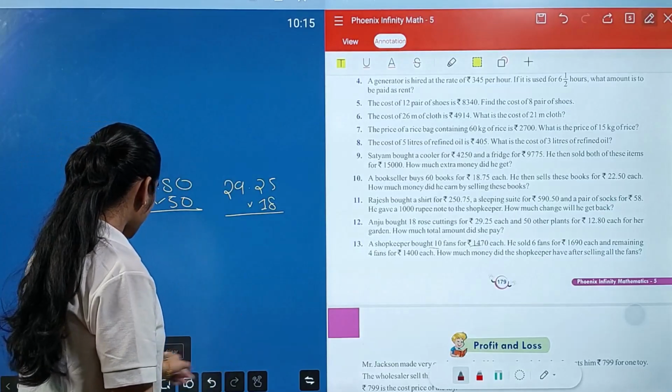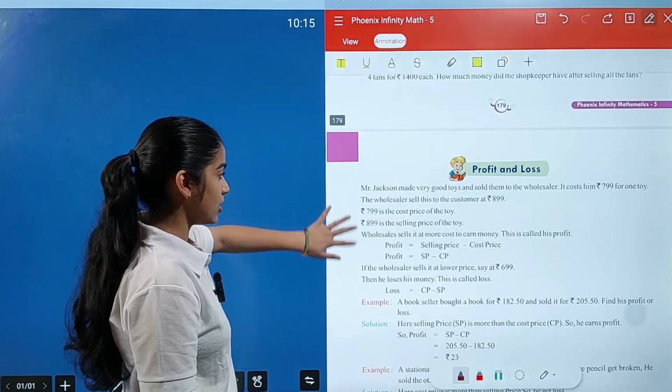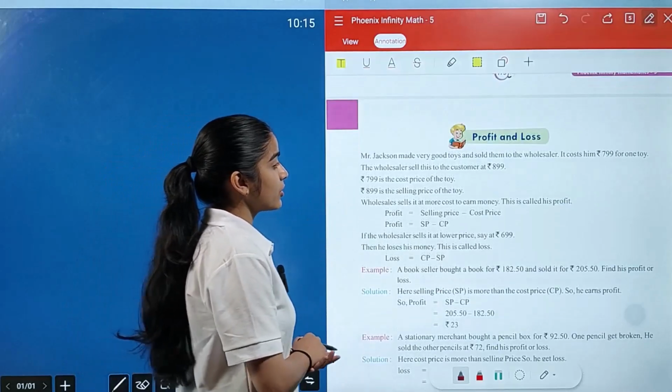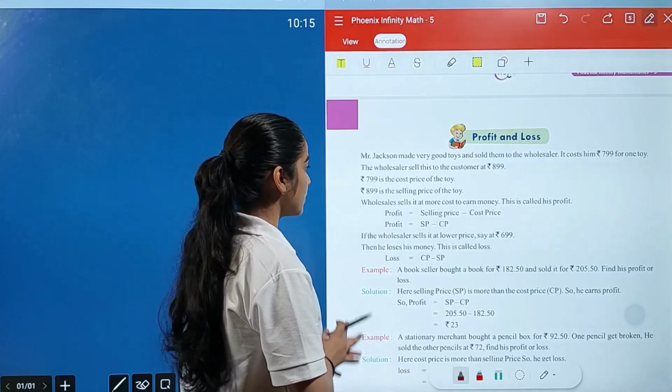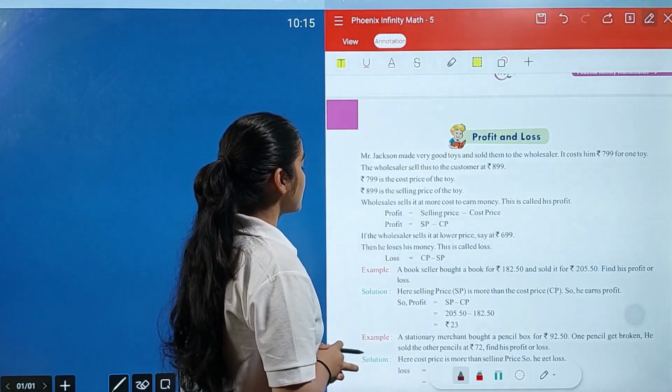After this we have profit and loss. Mr. Jackson made very good toys and sold them to the wholesaler. It cost him $7.99 for one toy. The wholesaler sells this to the customer for $8.99.